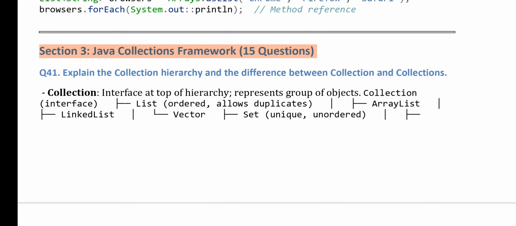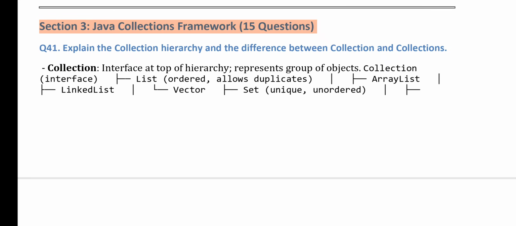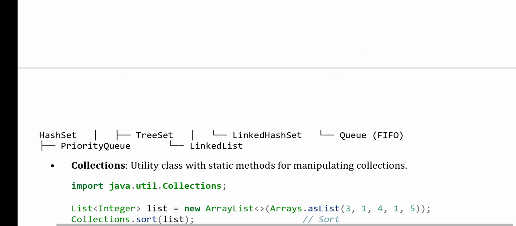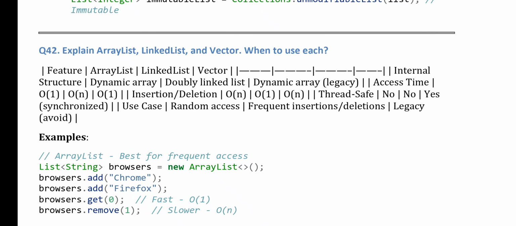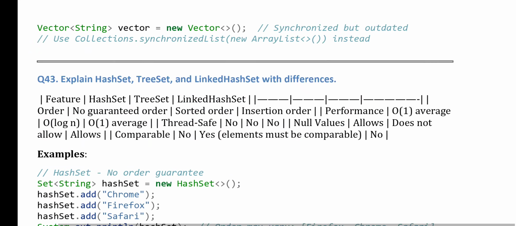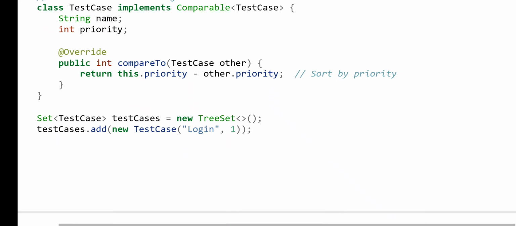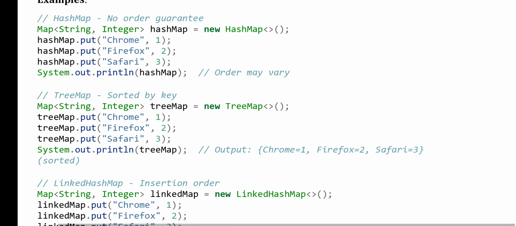In section 3, we have discussed the Java collections framework. We will use collections mostly in automation frameworks. Can you explain the collection hierarchy and the difference between Collection and Collections is the first question here. Explain the difference between ArrayList, LinkedList and Vector and when to use each. Explain HashSet, TreeSet and LinkedHashSet with differences. Explain TreeMap, HashMap and LinkedHashMap with practical examples.